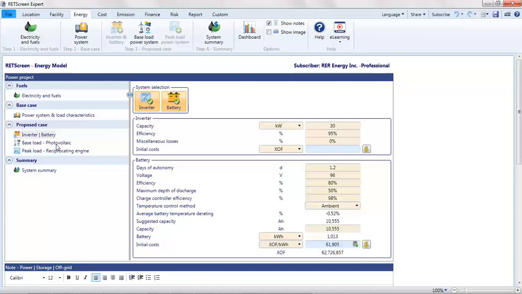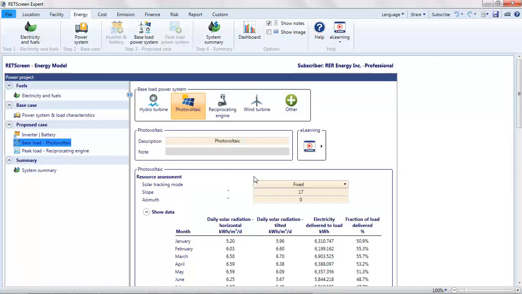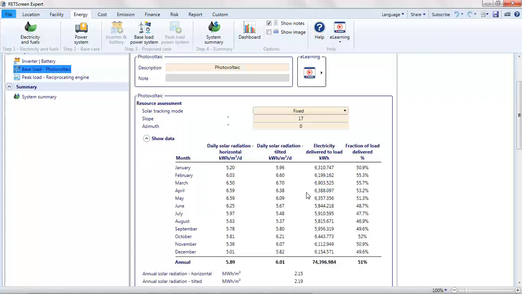Now I go to the photovoltaic array. RETScreen has proposed a south-facing fixed array with a slope a bit higher than the latitude. If, in reality, it would be easier or cheaper to have a lower slope, say 12 degrees, I can change this, but this has very little impact on the PV system operation. The fraction of the load delivered on an annual basis doesn't change.